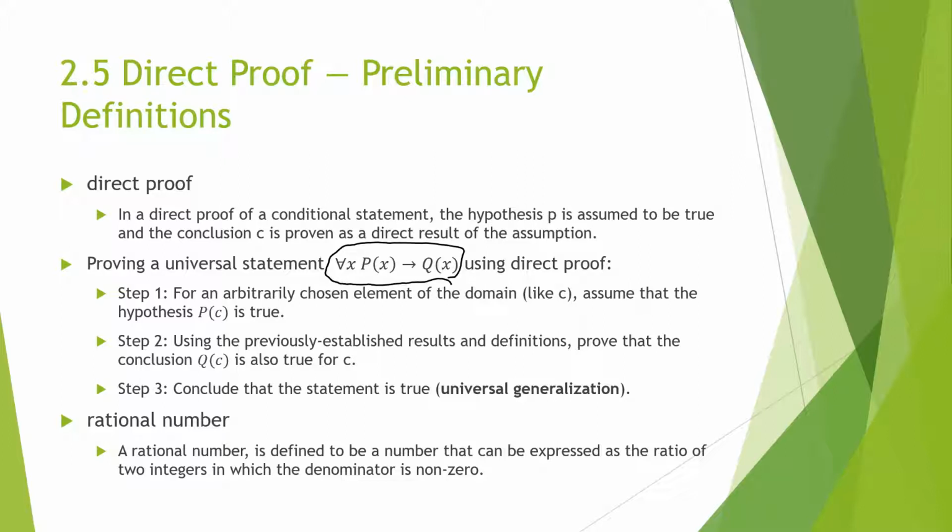So we are dealing with a fraction in which both the numerator and denominator are integers, with the condition that the denominator cannot be zero. So the numerator can be either 0 or non-zero, but the denominator, the number at the bottom, cannot be 0. This is called a rational number.